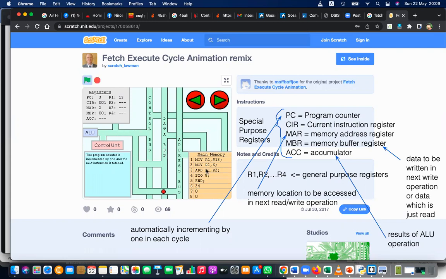1, 2. That is move R2 6. The control bus sends the signal, the address bus brings, the data bus brings in the data. It will be loaded to the MBR, memory buffer register, and copied to the CIR, current instruction register. And according to that, move R2 6. R2 is this. 6 is another memory address. So what will happen? Move R2 6. 6 is another memory address.